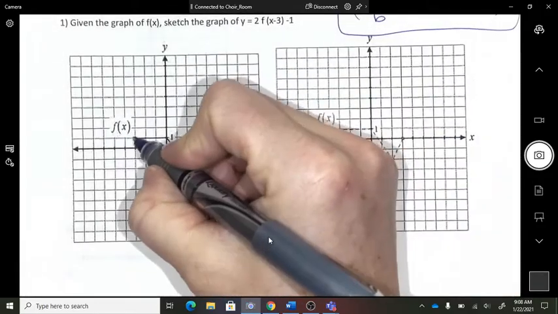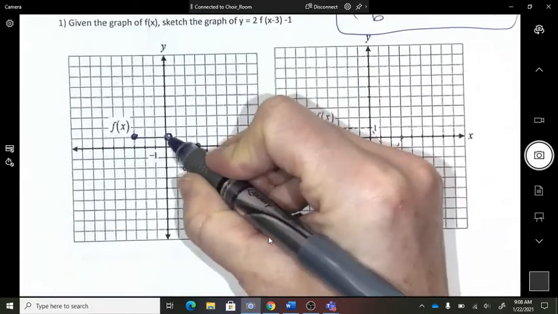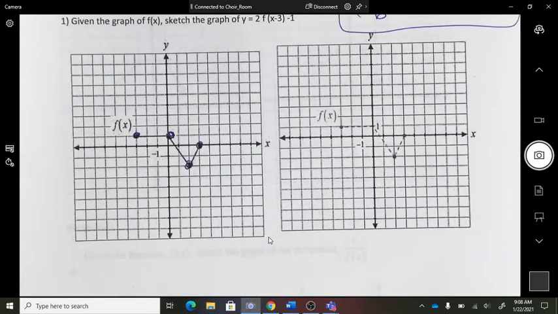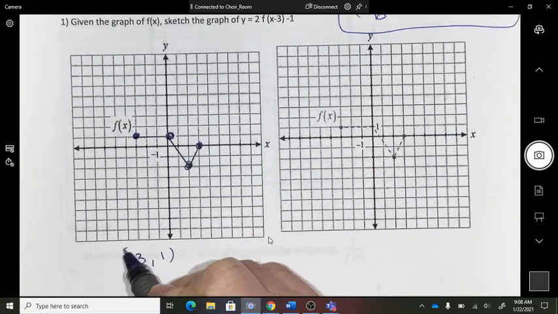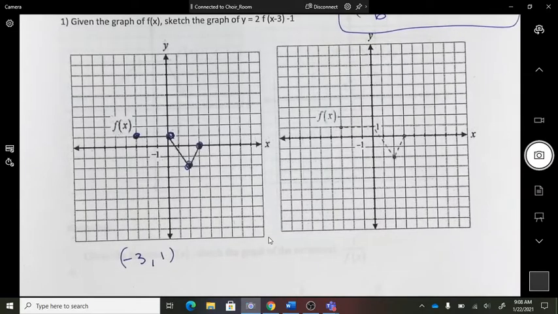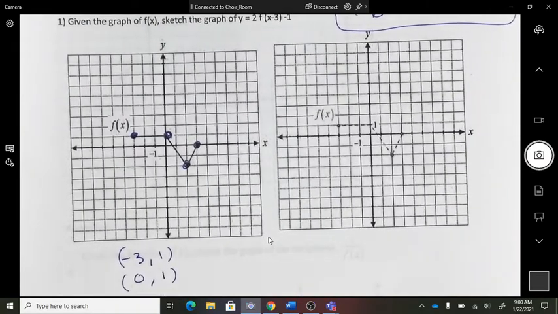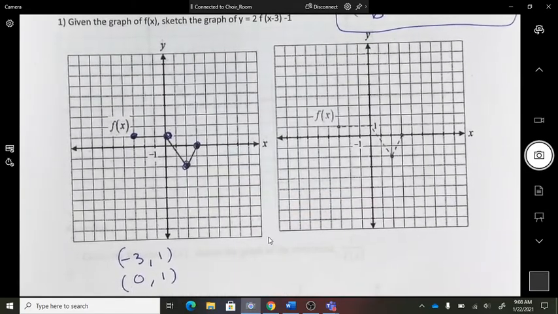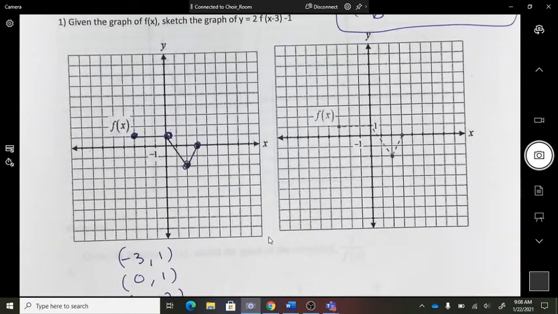Okay, so what I'm going to do is list a few key points here. Can you get me those 4 coordinates that we're going to use? So -3, 1, 0, 1, 2, -2, and 3, 0.